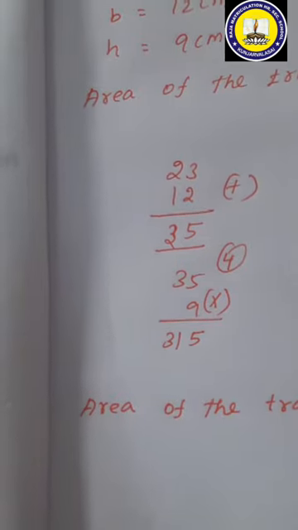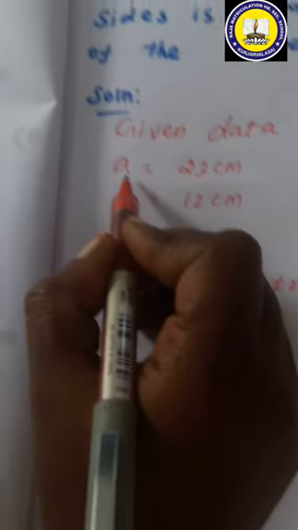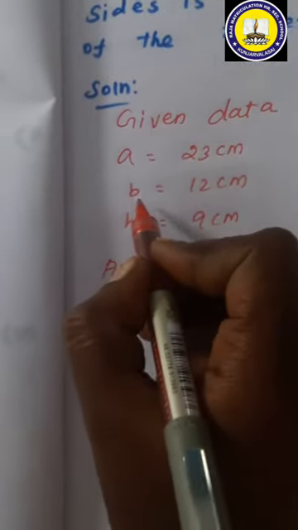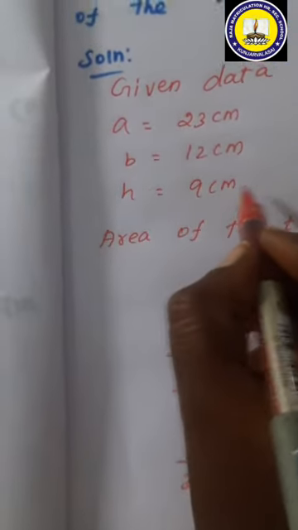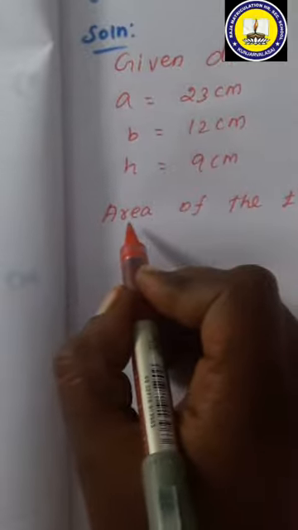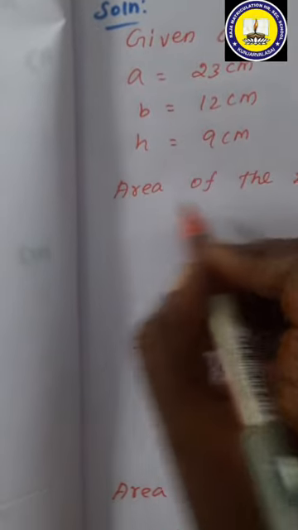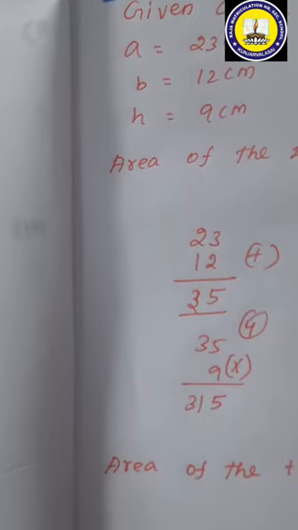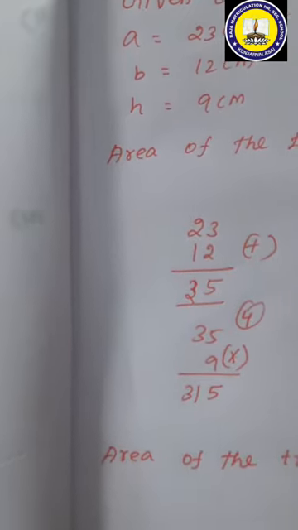Once again I repeat, first we write the solution. Given data: a is equal to 23 centimeter and b is equal to 12 centimeter. a and b are parallel sides. h is equal to 9 centimeter, that is the distance. Okay, next we write the formula, area of the trapezium. Already we know that from the previous example: half into h into a plus b square units.